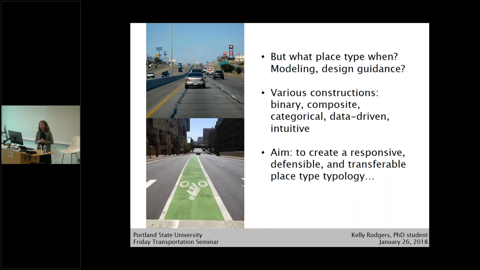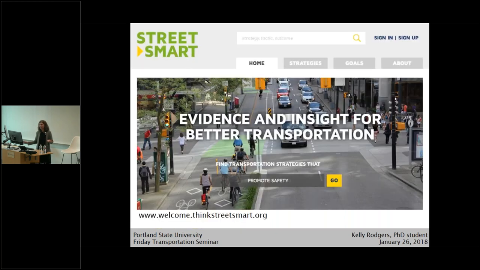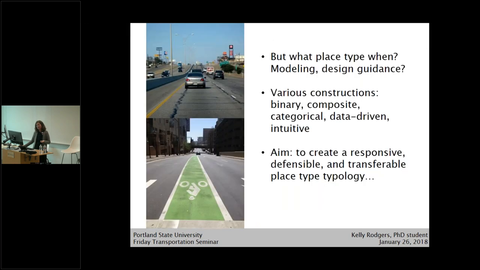This was just a very preliminary, exploratory review for me to look at how these are constructed and understand how they're constructed. Early iterations were very binary. There are composite measures, categorical measures, and more design approaches for ways of understanding place and neighborhood.